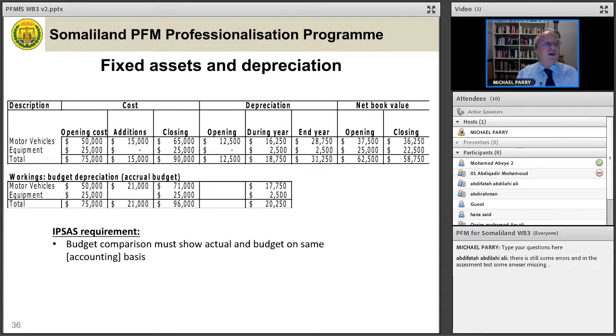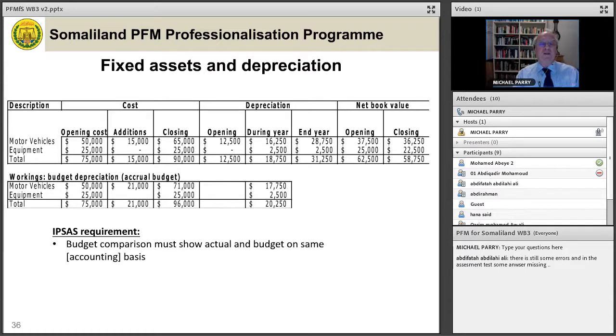Depreciation: you take your opening balance of depreciation, and then you depreciate the assets during the year according to the basis that's been given to you, which was 25% for motor vehicles and 10% for equipment. And that's calculated on the closing balance, giving you your total depreciation charge and also showing you what your accumulated depreciation is at the end of the year.